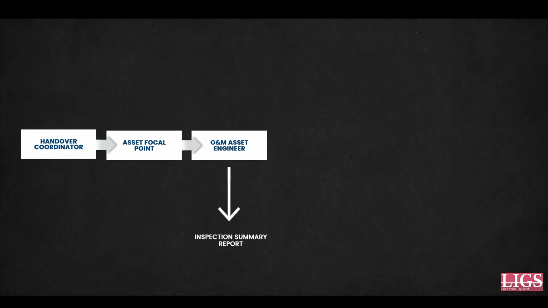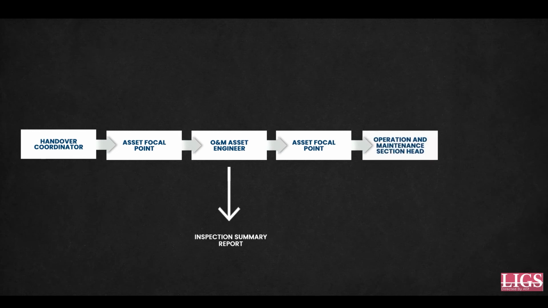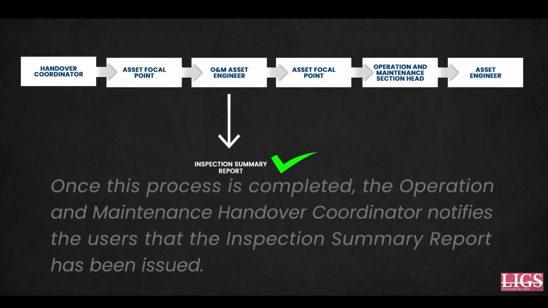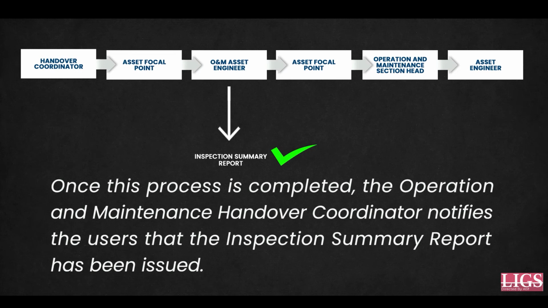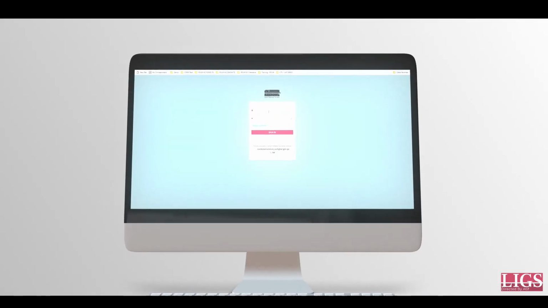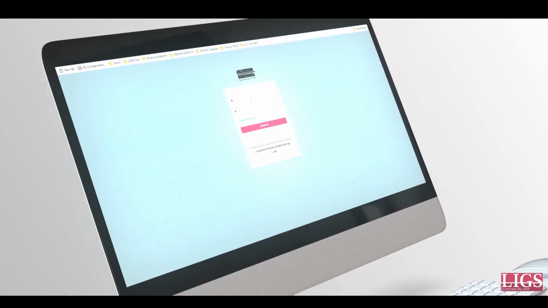As you can clearly see, from the operation and maintenance asset engineer, the request then moves through the asset focal point, which in turn moves to the operation and maintenance section head, who then along with the asset engineer, if satisfied with the process, approves and signs the inspection summary report. Note that, once this process is completed, the operation and maintenance handover coordinator notifies the users that the inspection summary report has been issued. In the following video, we will demonstrate how to raise an online request for project inspection.